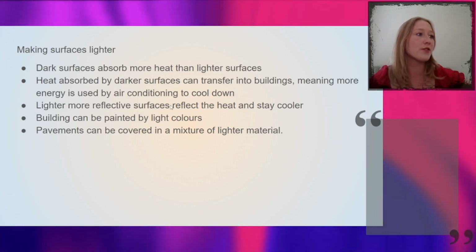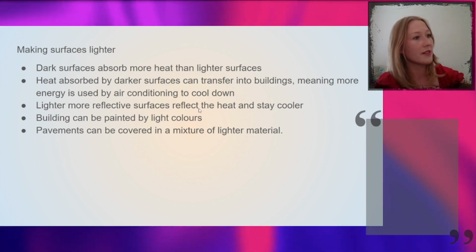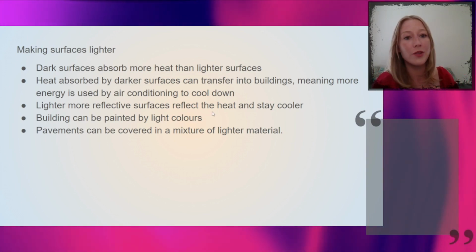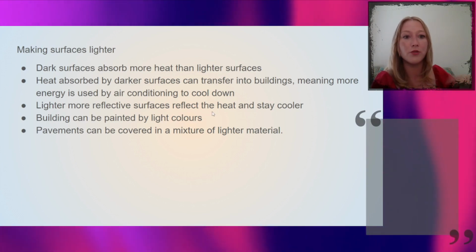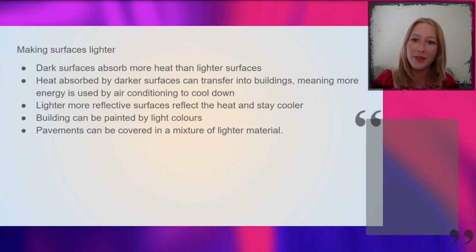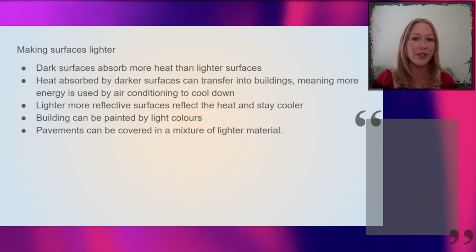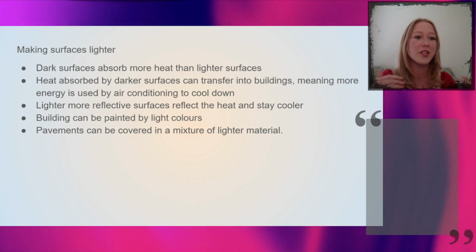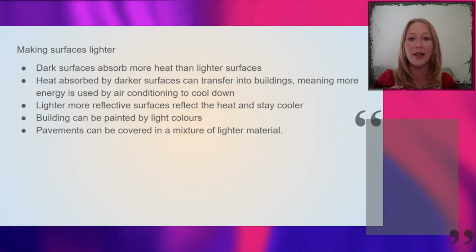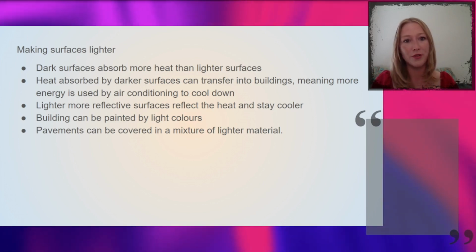Lighter, more reflective surfaces reflect the heat and stay cooler. Buildings can be painted in light colors. So instead of reinventing the wheel, instead of reconstructing entire cities, we don't have to demolish what's already there. We can just do very easy substitutions. We can just paint over surfaces again, or just use lighter mixture materials in the future.